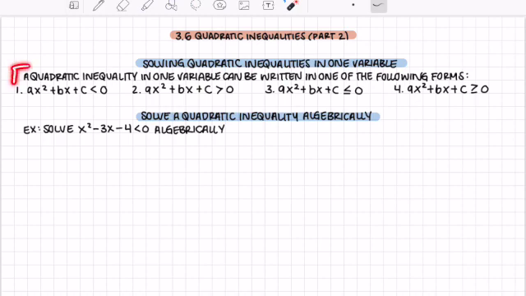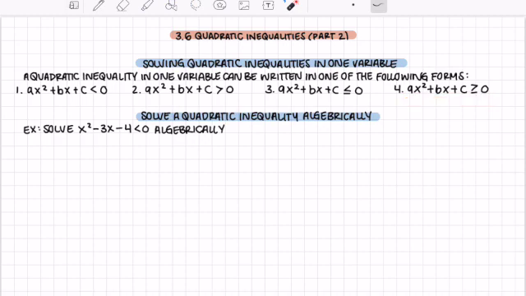A quadratic inequality in one variable can be written in the following forms, where you have ax squared plus bx plus c is less than 0, ax squared plus bx plus c is greater than 0, ax squared plus bx plus c is less than or equal to 0, or ax squared plus bx plus c is greater than or equal to 0.